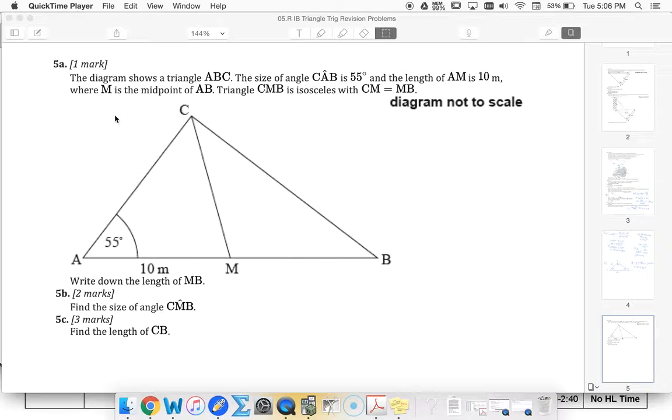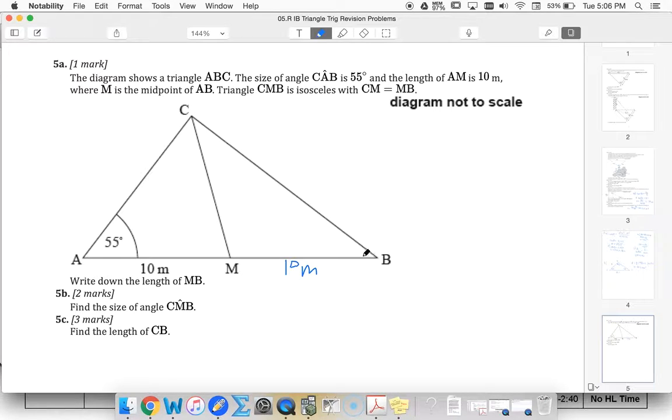Right, we've got a triangle ABC. CAB is 55 as labeled. AM, so just this bit, is 10. M is the midpoint of AB, so that means immediately we also know that MB is 10, and that's 10 meters.